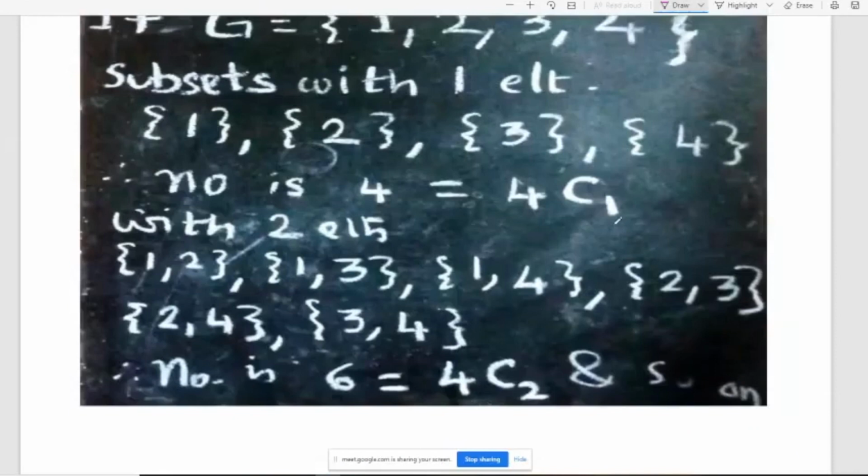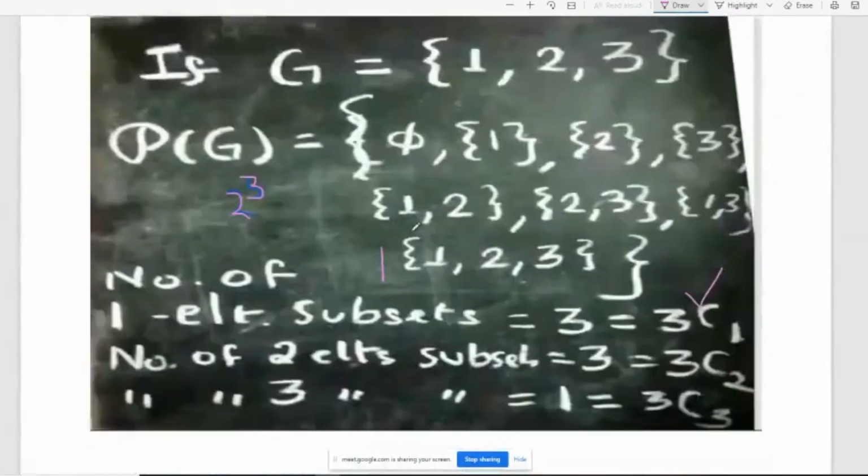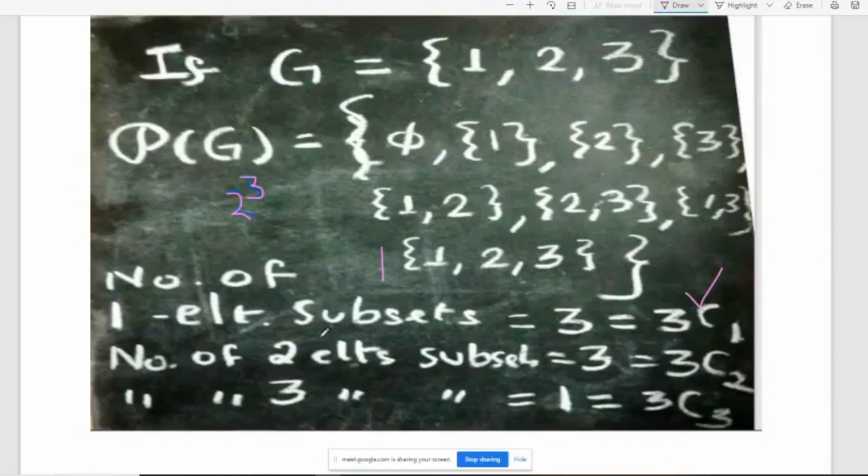In the same way, the number of three-element subsets, when you find it, will be 4. How can that 4 be interpreted? 4C3. So from these two, what we conclude is, if G has three elements, and we want one-element subsets, it is 3C1. Here G is the set which has n elements in general. So in that case, I will have nC1. The number of two-element subsets will be nC2, and nC3 in the case of three elements.